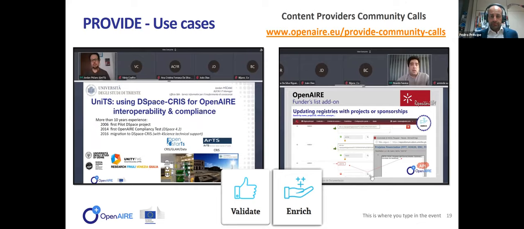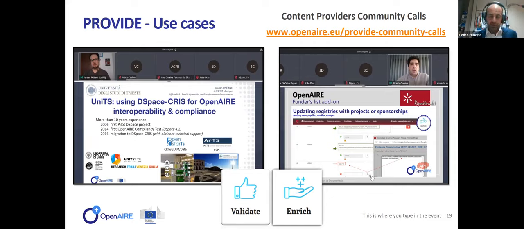Two highlights. For example, the repository from the University of Trieste, which is using their DSpace-CRIS repository to improve their interoperability quality using our validator, and they are also improving the metadata quality a lot using the broker events. They use the enrichments related to open access versions that we are suggesting to them. They are using the PID events that we are suggesting to them. They are using, for example, the abstracts that we are sending them. These are some examples that our colleague Jordan from the University of Trieste presented in one of the community calls we did this year.